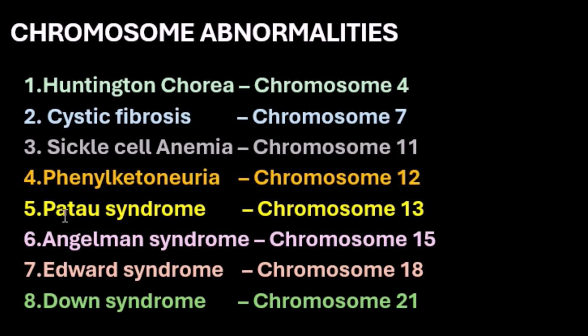Phenylketonuria, chromosome 12. Patau syndrome, chromosome 13. Angelman syndrome, chromosome 15. Edwards syndrome, chromosome 18, and Down syndrome, chromosome 21. The color code also you have to remember and the order.